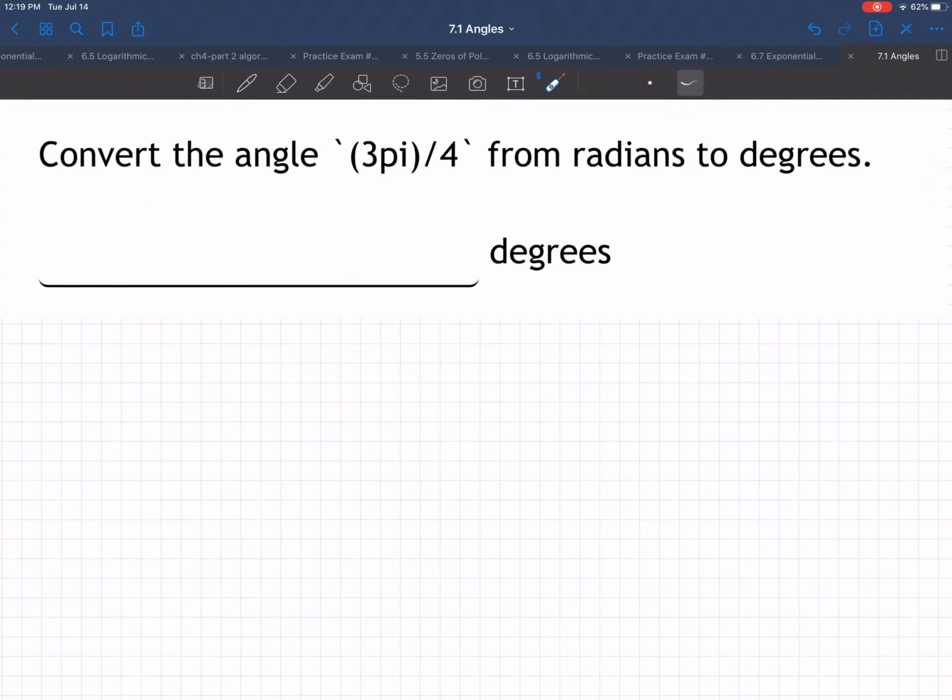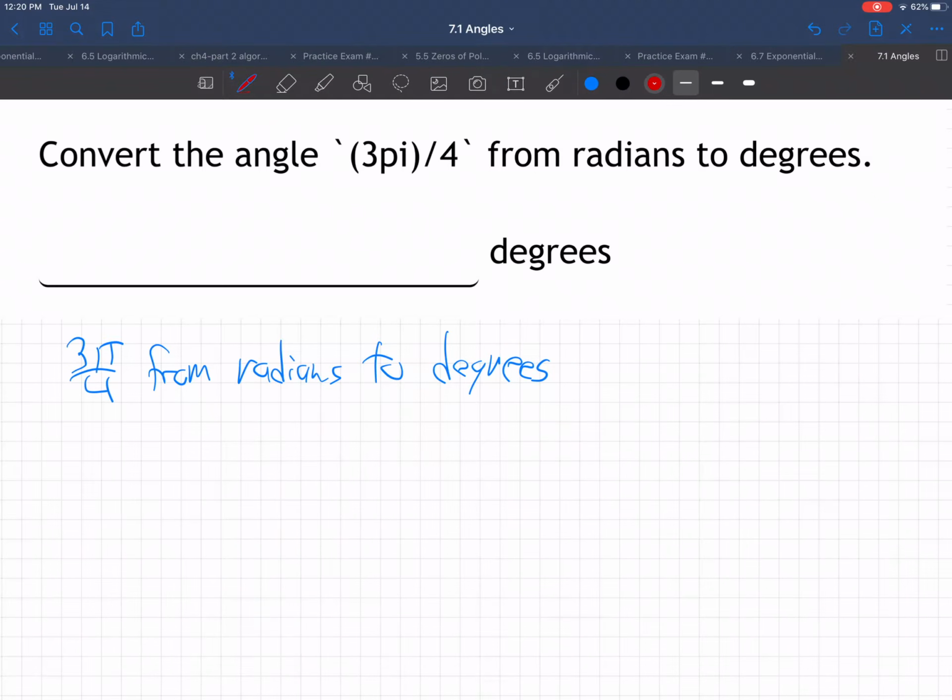Here we have an example of converting an angle, 3 pi over 4. It looks kind of funny, I'll rewrite it. We're converting 3 pi over 4 from radians to degrees. Okay, so radians and degrees are two systems for measuring angle openings.